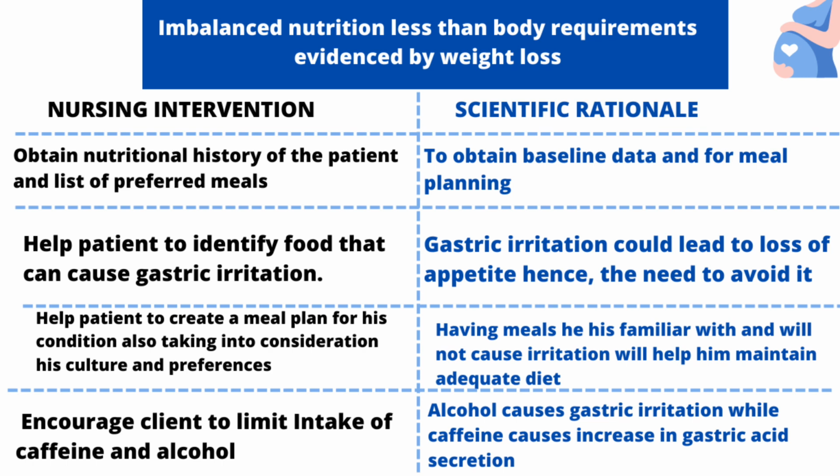Then the next thing is to encourage the clients to limit intake of caffeine and alcohol, and the scientific rationale is that alcohol causes gastric irritation while caffeine causes increase in gastric acid secretion, and those are two things you want to avoid in a peptic ulcer patient.